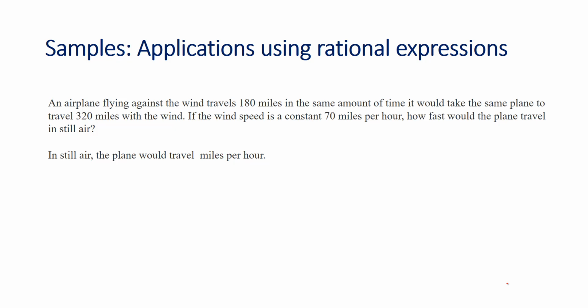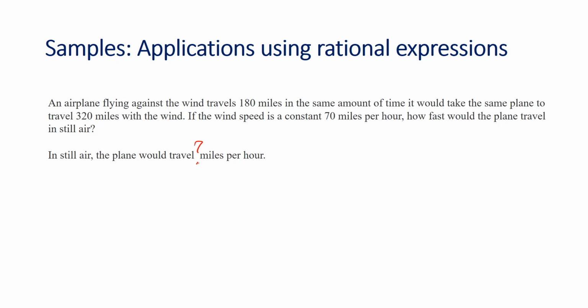This is an example of an application problem that utilizes rational expressions. An airplane flying against the wind travels 180 miles in the same amount of time it would take the same plane to travel 320 miles with the wind. If the wind speed is a constant 70 miles per hour, how fast would the plane travel in still air? So we want to find out in still air, the plane would travel how many miles per hour?